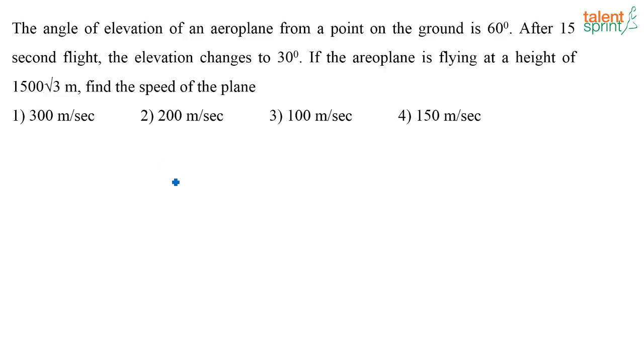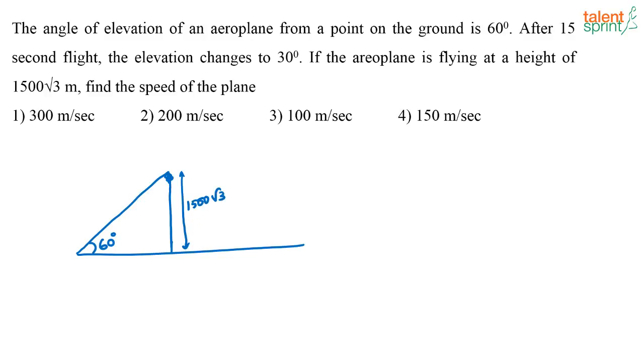So aeroplane is flying here, and this is the ground. From one point, when I look at the aeroplane, I can see that the angle of elevation from the ground is 60 degree. Now at what height is the aeroplane flying? The aeroplane is flying at a height of 1500 root 3.